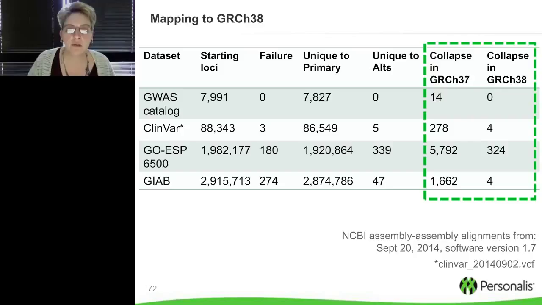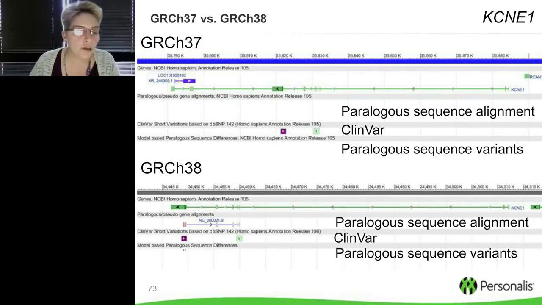Most importantly, I'd like to focus on the variants from ClinVar, where we see 278 variants in ClinVar, and this is from a version of ClinVar last year, that map to these regions of collapse. And in this data set, about 88 of these had an assertion of pathogenic. So we'll look at one specific example here. We're going to focus on the KCNE1 gene.